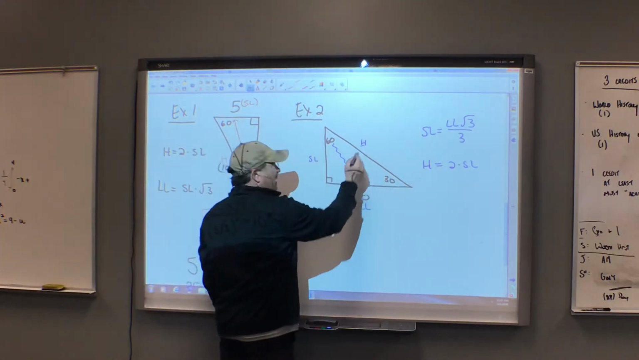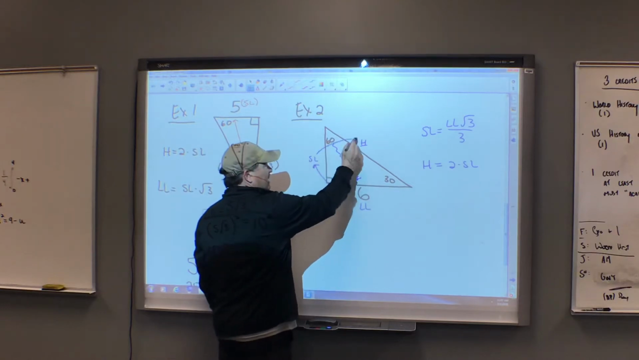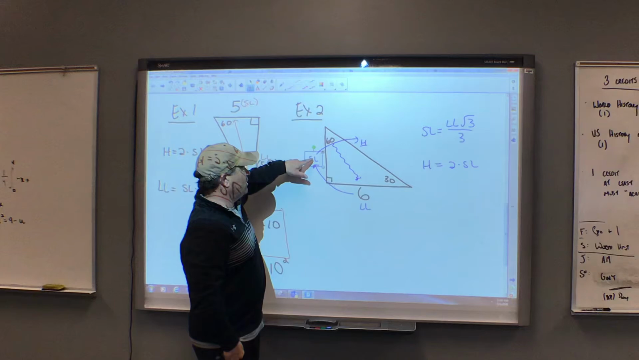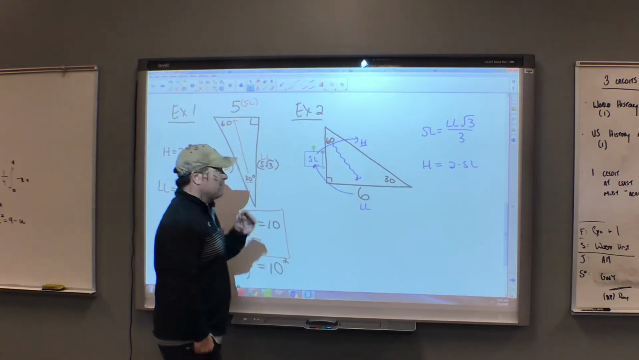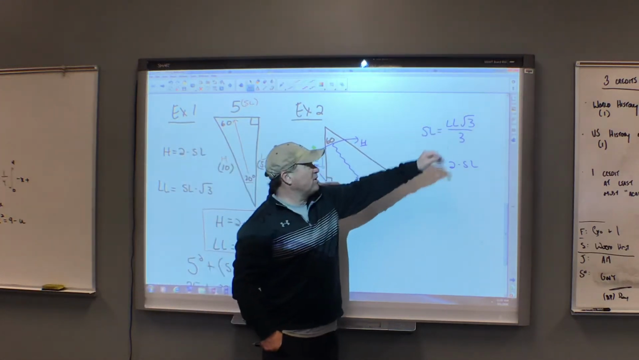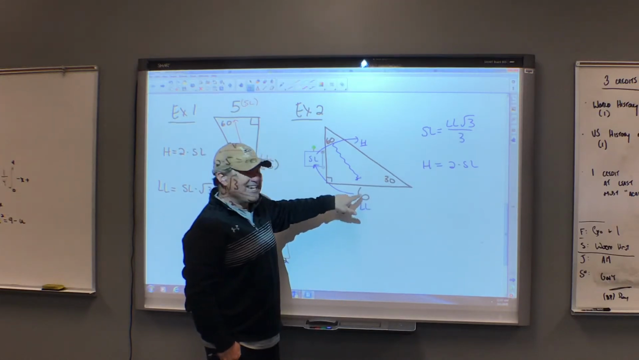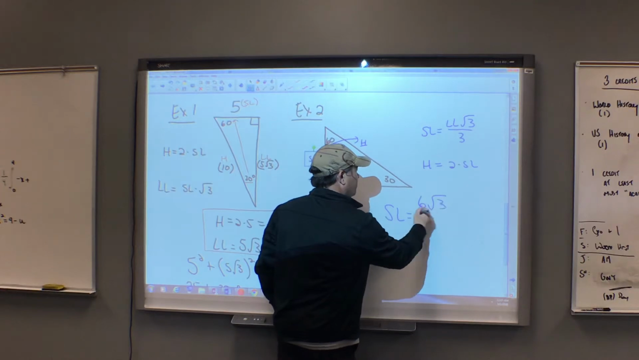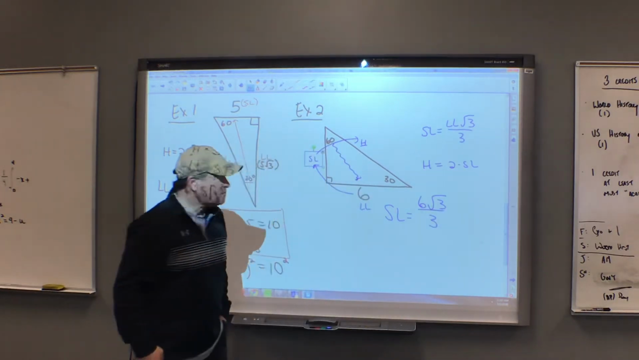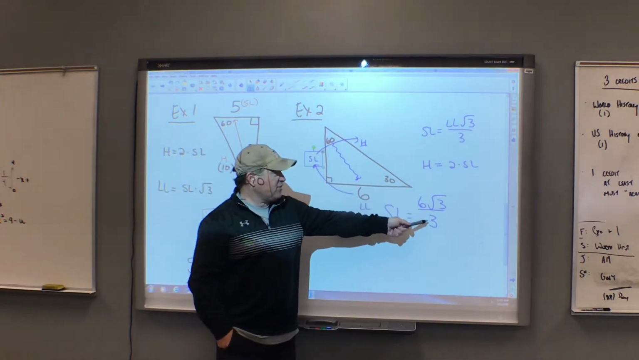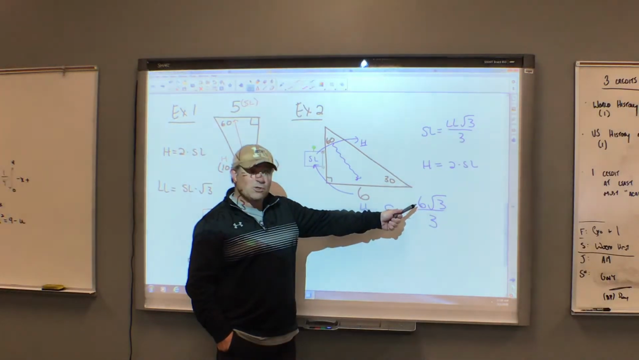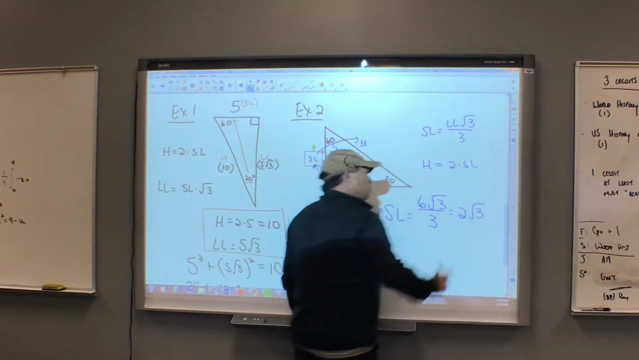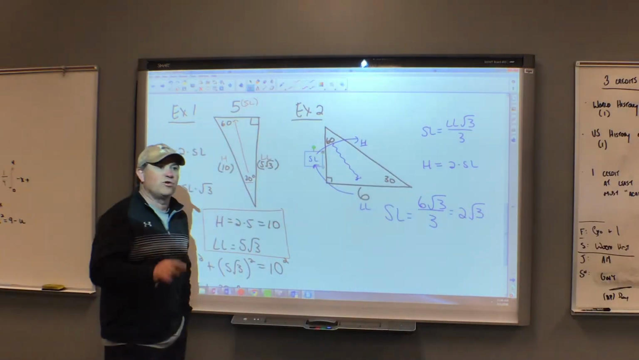I can't get the hypotenuse till I know the short leg, so there's going to be kind of a rotisserie deal here. Take the long leg, get the short leg, take the short leg, get the hypotenuse. Okay? So the short leg, long leg, root 3 over 3. Well, the long leg is 6. So the short leg is 6 square root of 3 divided by 3. Make a quick check of 6 and 3. Well, 6 and 3 are reducible. So 6 divided by 3 is 2. We've got 2 root 3. So my short leg is 2 root 3.